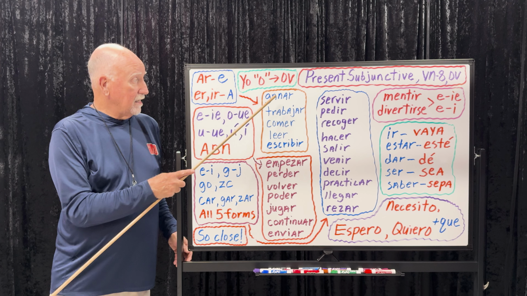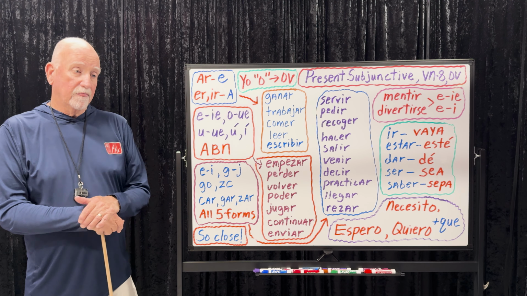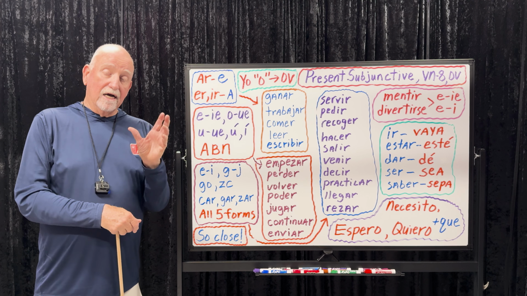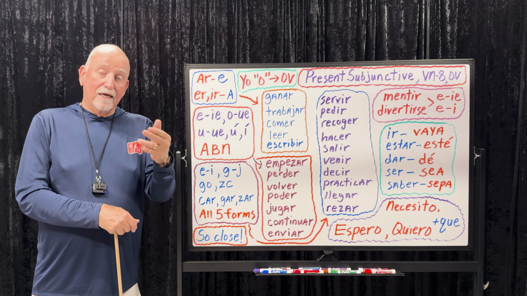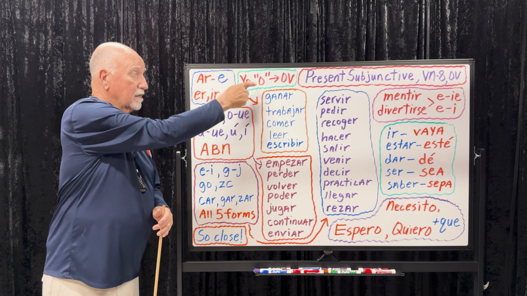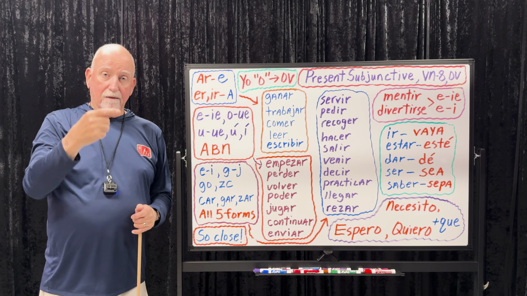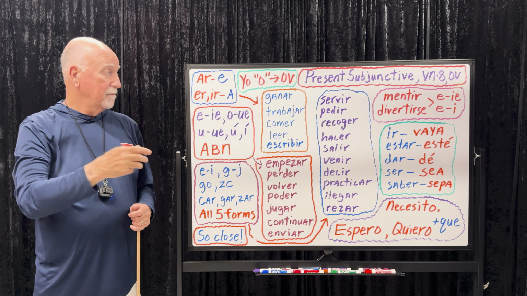So let's go here. Ganar. Let's conjugate ganar in the present subjunctive. You take gano, change that O to E. It's the same as the usted command. Gane, ganes, gane, ganemos, ganen. Trabajar. Trabajo becomes trabaje. Trabaje, trabajes, trabaje, trabajemos, trabajen.